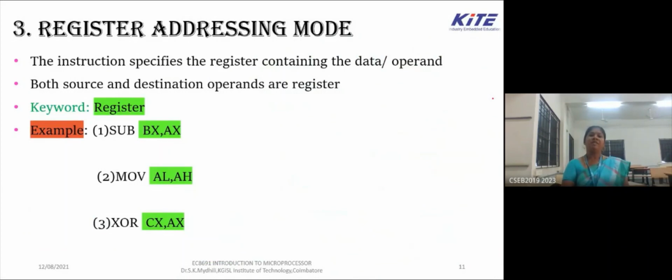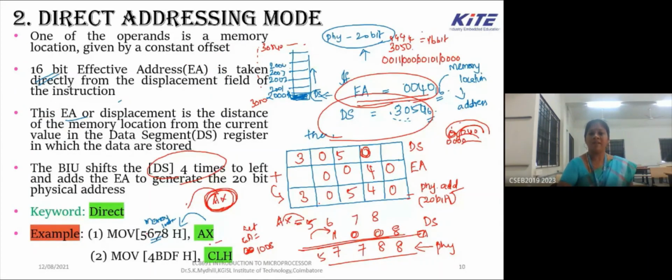Okay, now coming to the register addressing mode. In the register addressing mode, the instruction specifies the register containing the data or the operand. The hint here is the registers. So the source and destination operands will be registers. If they are specifying directly with some registers, there is no data given. In the previous example also, the data is not given; AX is not given.